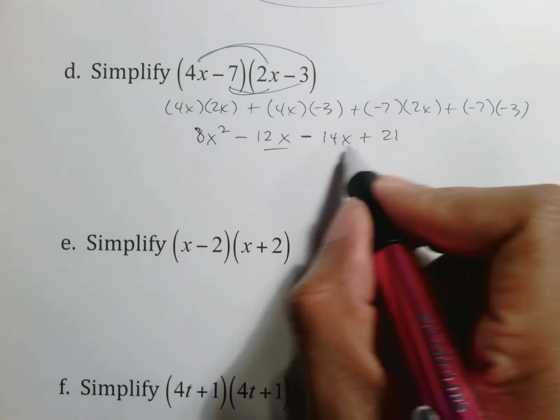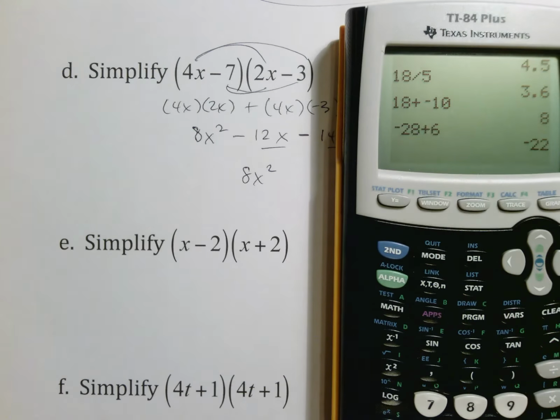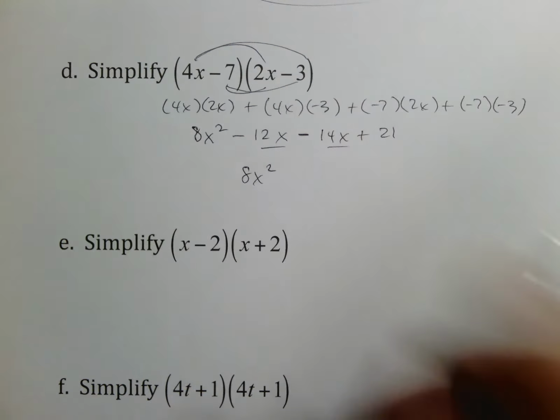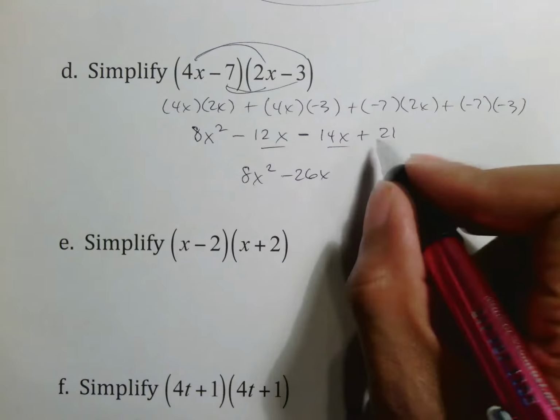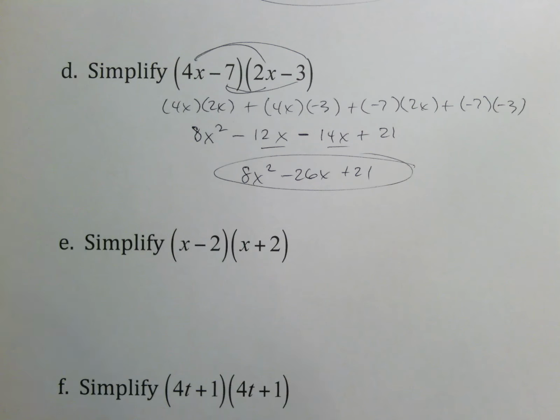Then you put your like terms together. 8x squared comes down. If you don't know what this is, do it for yourself right now. Negative 12 plus negative 14, which is negative 26x, and then plus 21 gives you your final answer there.